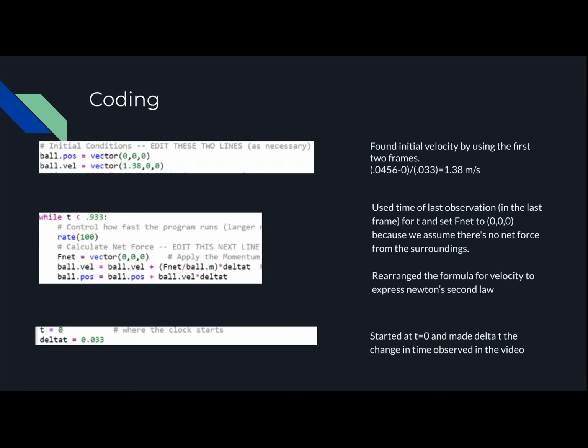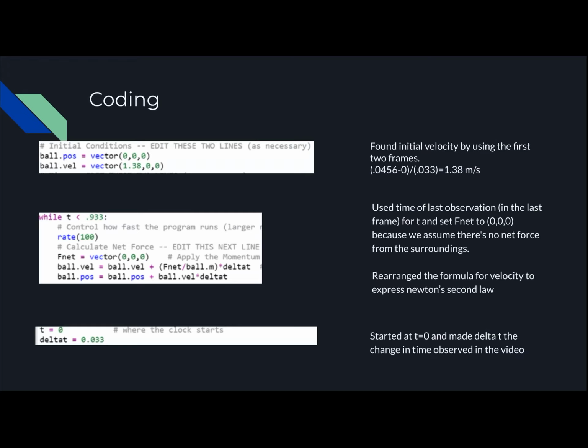We also reflected these changes in the coding. So the first change I made in my code was that I found the initial velocity by using the first 2 frames of the video, and then I divided that by the change in time. After doing that, I got 1.38 meters per second as my initial velocity. Then I used the time of the last observation, which was the last frame, for t, and I set the force net equal to 0, 0, 0, because in this case, we're assuming that there's no net force coming from the surroundings.